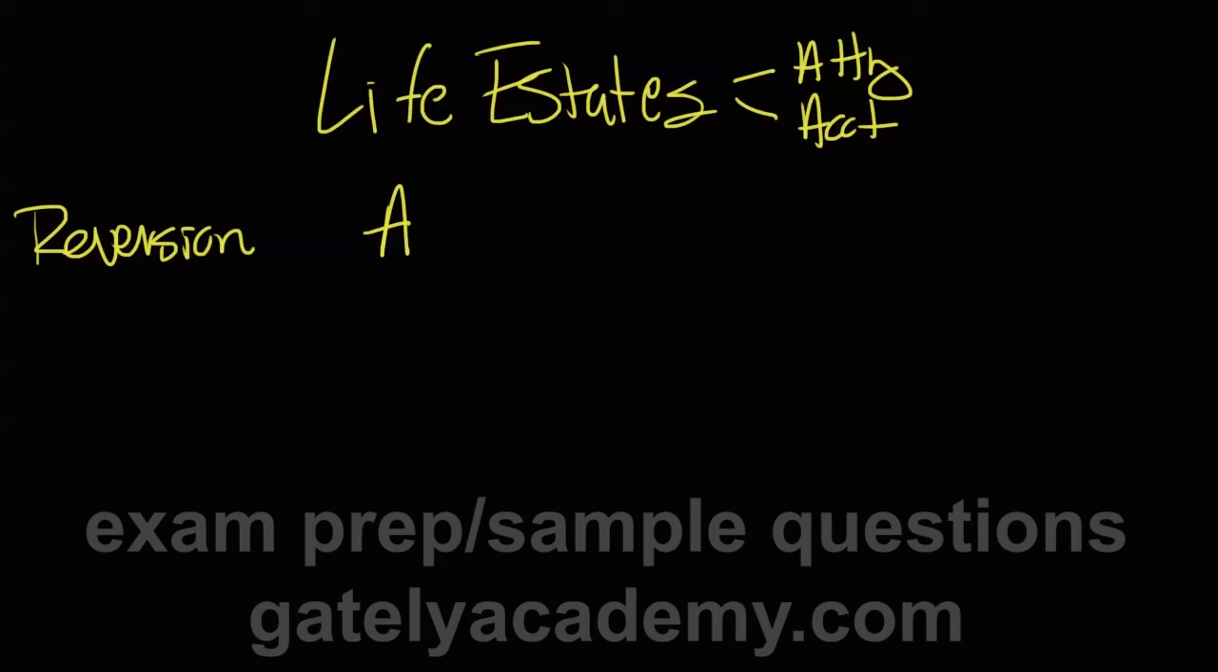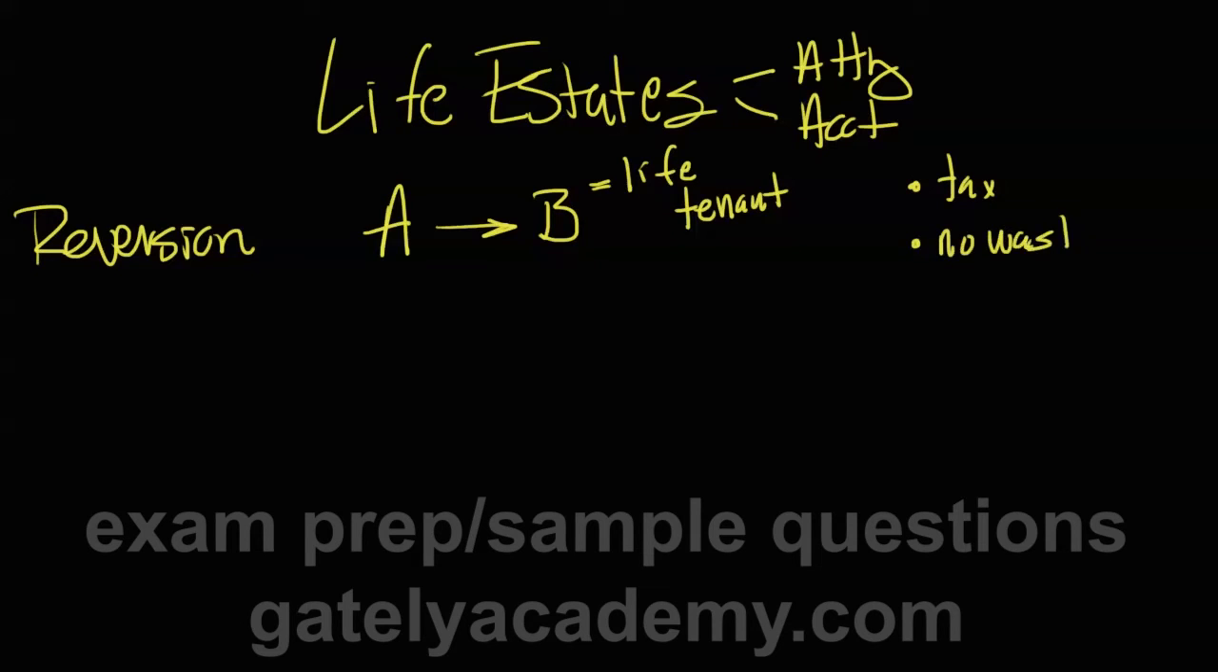So, life estate in reversion, you start with person A, and they're going to grant to person B a life tenancy. So, person B is going to be known as the life tenant. You might want to write that down. That sounds like a test question. They're going to be required to pay the taxes, and also they cannot commit waste.